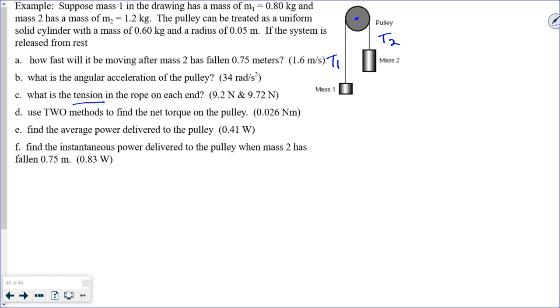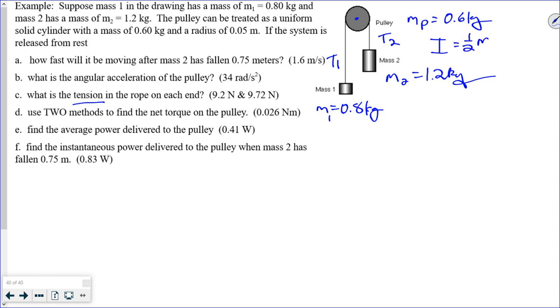Here's what we know. We know that mass 1 is 0.8 kilograms, and we know that mass 2 is 1.2 kilograms. We know that the mass of the pulley is 0.6 kilograms, and the problem tells us that it can be treated as a uniform disk. So I, for a uniform disk, remember, is 1/2 mr squared. And for us, the radius of the disk is given to be 5 centimeters. Based on that, let's see if we can figure out what's going on.